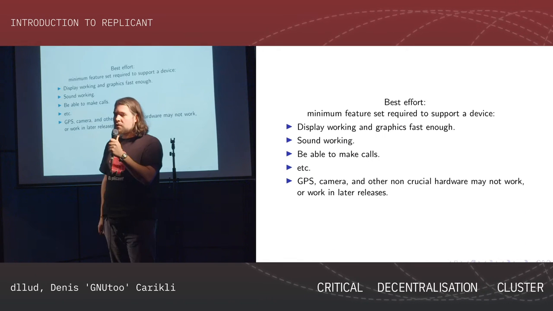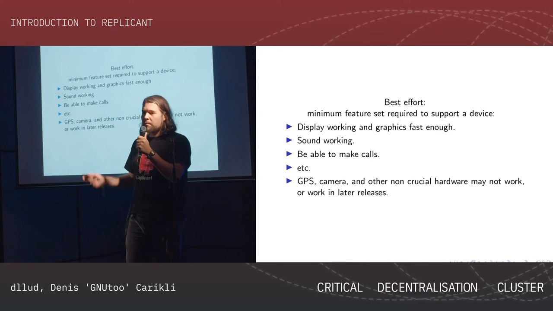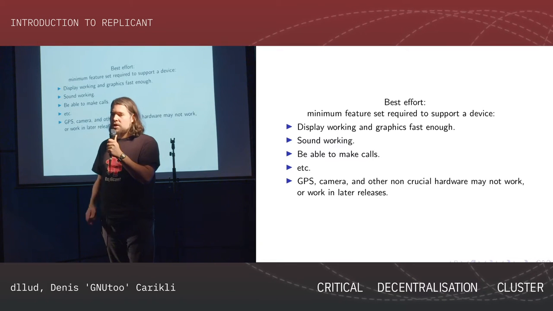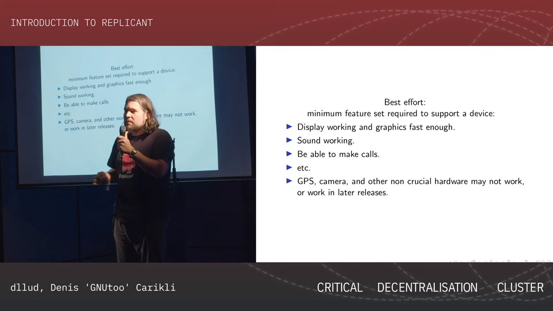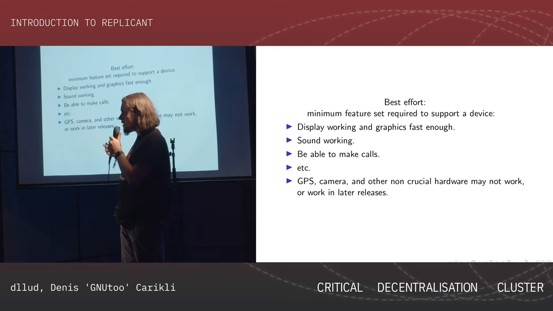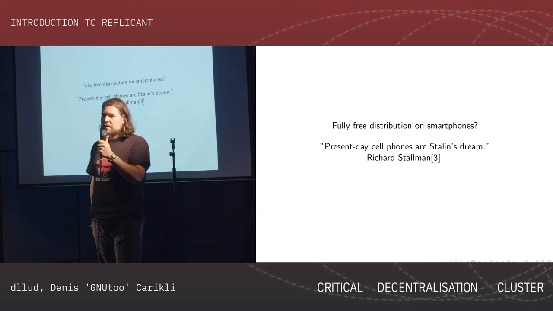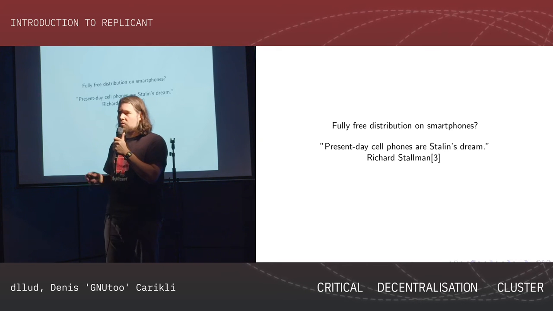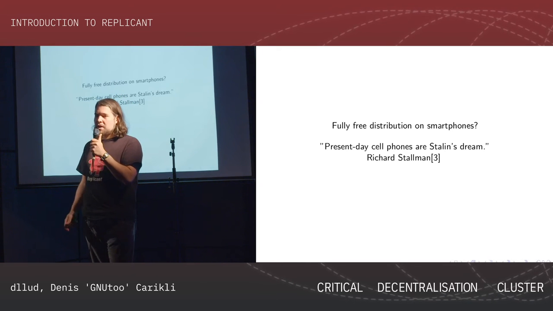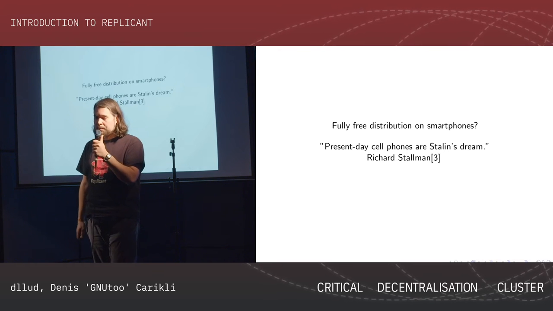So it's a best effort. We try to make the basics work. For smartphones, calls, sound, and things like that. But for instance, if the GPS doesn't work, we still support the device, and that's fine for us. This is how we can make it work, basically, with being fully free software. The issue is that the distribution itself is fully free. This means we ship no binary blobs, nothing proprietary. But this doesn't mean that the hardware is okay or the software that is already in the hardware is okay.